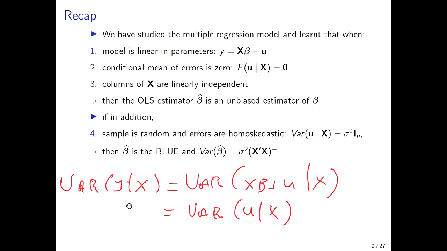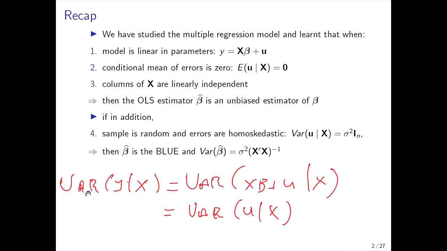So here we have this obvious, but important result, that the conditional variance of y is equal to the conditional variance of u. In other words, assumptions we make about the conditional variance of the errors are equivalent to making assumptions about the conditional variance of the dependent variable y. Since the conditional variance of y is exactly the same as the conditional variance of u, choosing a model for the conditional variance of u is exactly the same as choosing a model for the conditional variance of y. So if I assume that the errors are homoskedastic, so that the variance of u1 equals the variance of u2 equals the variance of un, that's equivalent to assuming that the variance of y1 equals the variance of y2 equals the variance of yn.